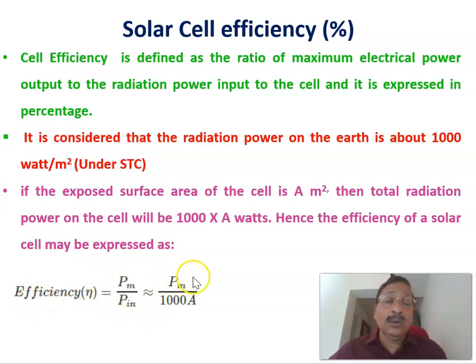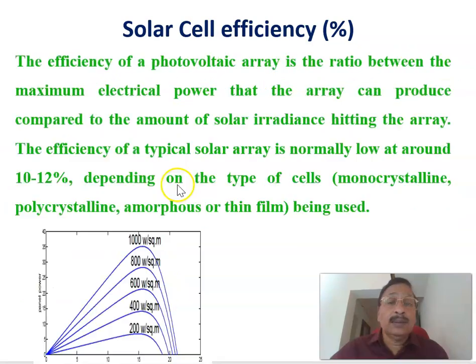Therefore, it is equal to PM divided by, since we are considering standard testing condition of 1000 watts per meter square, PM divided by 1000 into the area of the panel in meter square. Therefore, P max divided by 1000 into A is the percentage of efficiency.